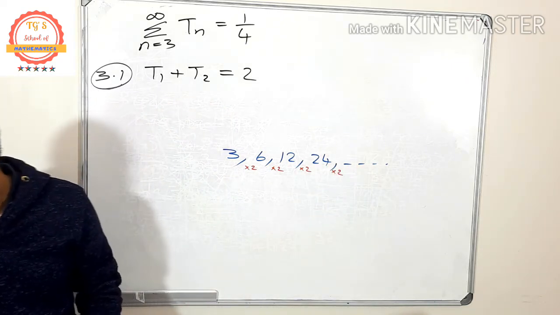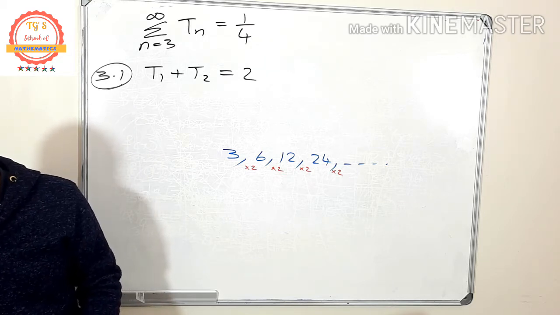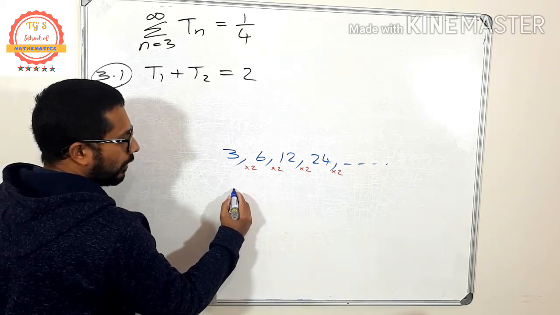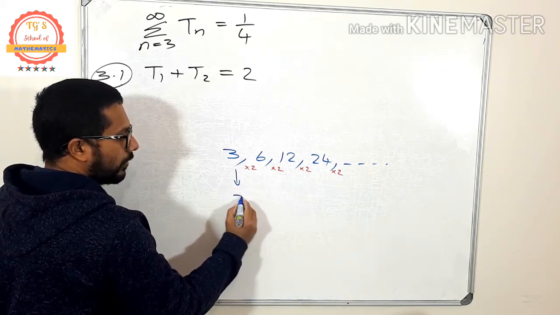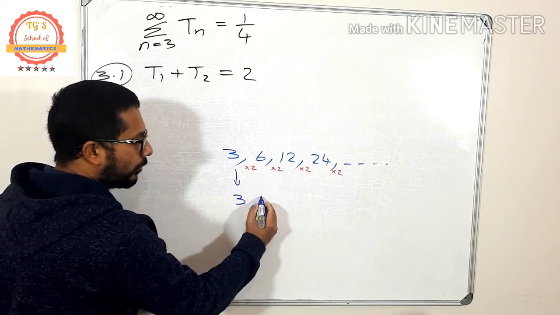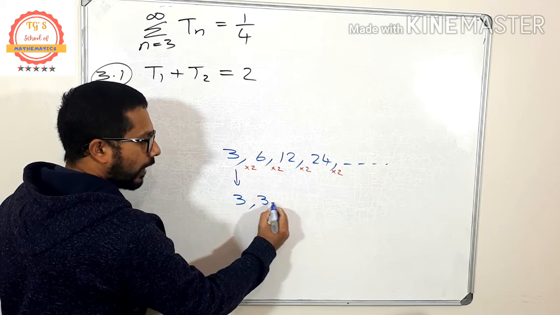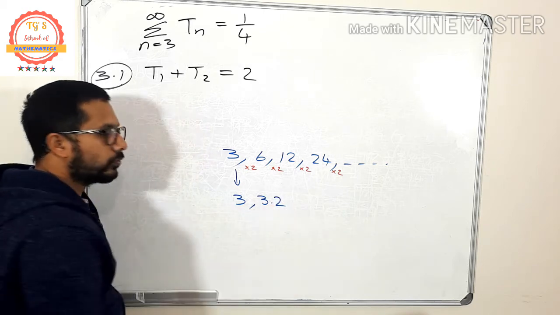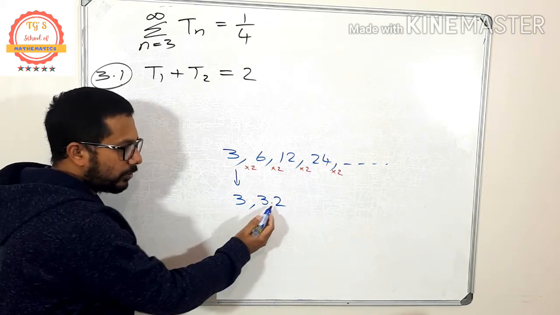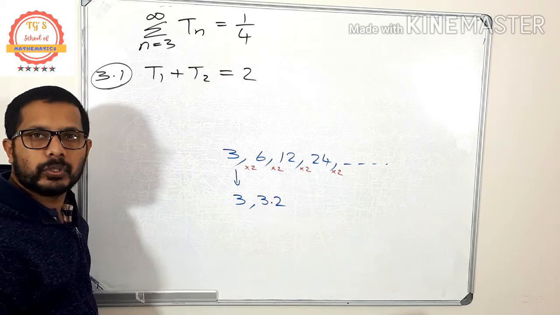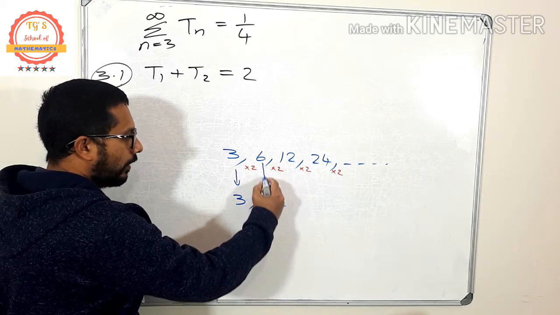Here in this geometric sequence, I am going to write like this also. The first term is 3. Second term, what is the second term? 6. I am going to write it like this: 3 times 2. This dot is not 3.2, it's 3 times 2. What is 3 times 2? 6. That is our second term.